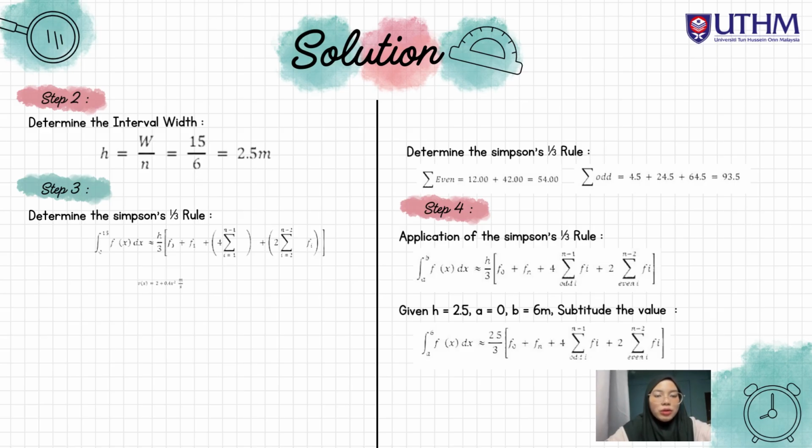From this we can get the sum of the odd, which is 4.5 plus 24 and 24.5 plus 64.5. The answer for the sum of the odd is 93.5. And then we also get the sum of the even, which is 12 plus 42 equal to 54. Then we do the application of Simpson's 1 over 3 rule.